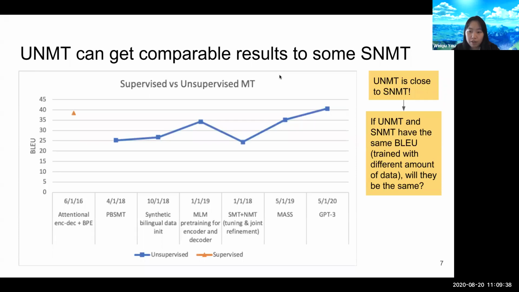Some previous work has shown that it is usually not the case that there is a large amount of monolingual data, but no parallel data at all for a low resource language. So what we are curious about, on the other hand, is that if we limit the data for UNMT and SNMT and make them have the same BLEU, are they actually the same? Do they exhibit some qualitative differences?